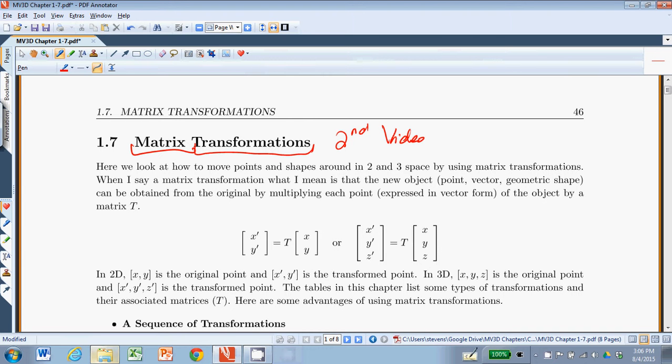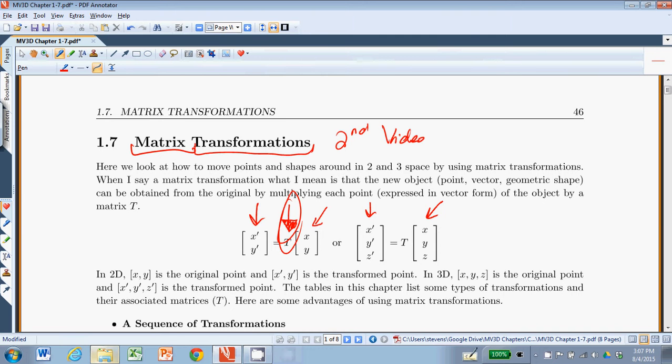When we say a matrix transformation, it means we're starting with an initial point in 2 space or 3 space. We're multiplying on the left by a transformation matrix of some type, and that gives me a new point in 2 space or 3 space. Right? So that's what I mean by matrix transformation.